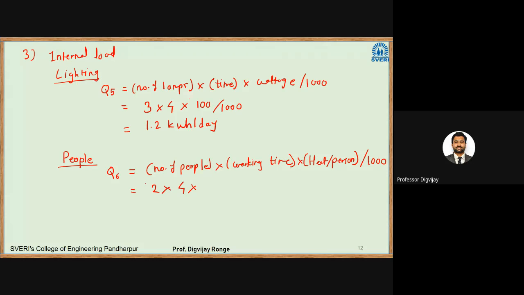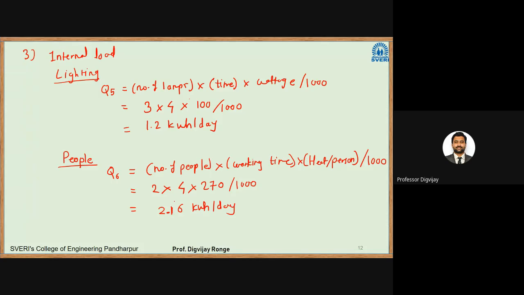So that will be 2 into 4 into heat per person. In this case, it is given as 270 watts divided by 1000. So I think this is not straightforward. 4 into 2, that will be 8. 8 into 0.27, that will be 2.16. So that will be 2.16 kilowatt hour per day. Okay. 4 into 2, 8, and 8 into 0.27, that will be 2.16 kilowatt hour per day.